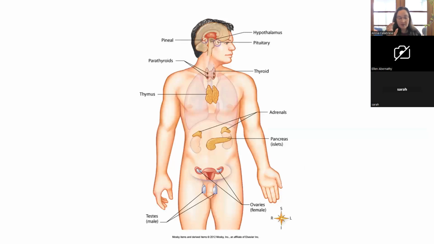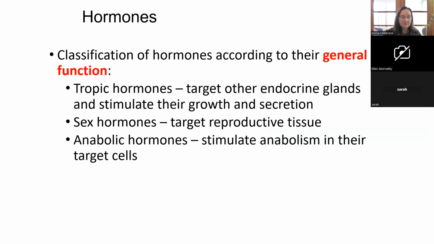Okay. Endocrine glands are spread all throughout the body. So we're not going to have time to talk about all of the glands in the endocrine system, but we'll hit some of the major ones here. All right. The glands produce hormones, and those hormones we can sort of classify based on their function.